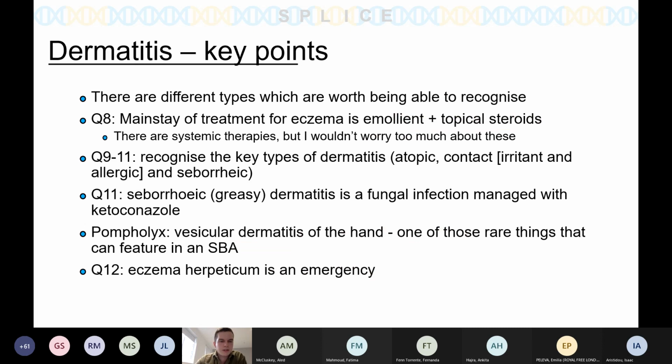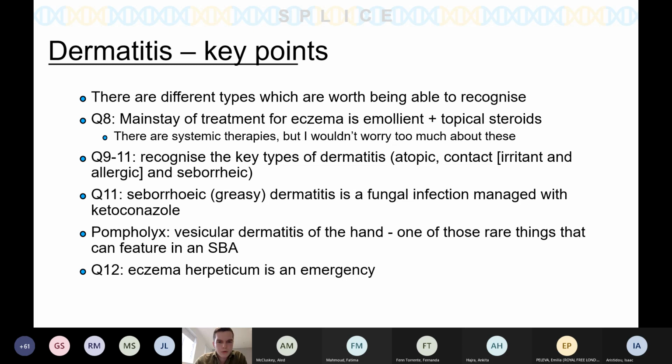Let's go through the talking points for dermatitis. We talked about the mainstay of treatment, which is emollient, aka moisturizer, and steroids. There are other downstream therapies, but I thought it was a bit niche. I don't think you'd get asked to name those. There are different types that we need to recognize. So atopic, which is the typical one. Irritant contact, which doesn't get triggered by IV, remember, that's allergic. We've all learned something today. And seborrheic, or the greasy form, which is associated with Malassezia furfur infection and occurs in the immune suppressed and has a weird association with Parkinson's disease, especially in SBA land.